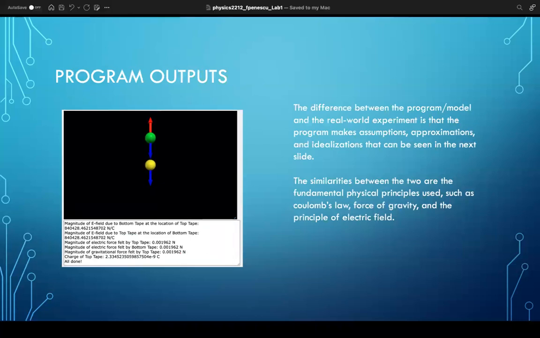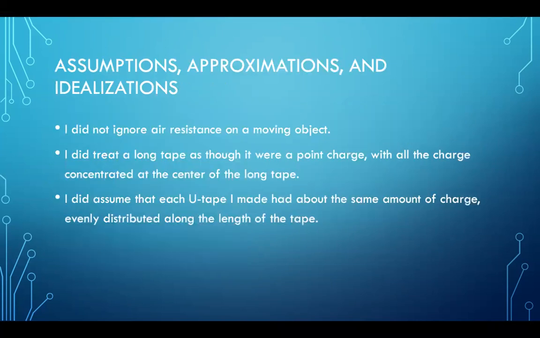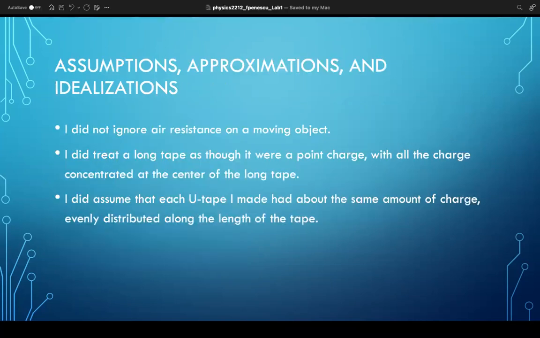Here is the program output for the code. We have the magnitude of electric field, the magnitude of electric force, the magnitude of gravitational force, and the charge of the top tape. The difference between the program and the real-world experiment is that the program makes assumptions, approximations, and idealizations that can be seen in the next slide. The similarities between the two are the fundamental physical principles used, such as Coulomb's law, force of gravity, and the principle of electric field.